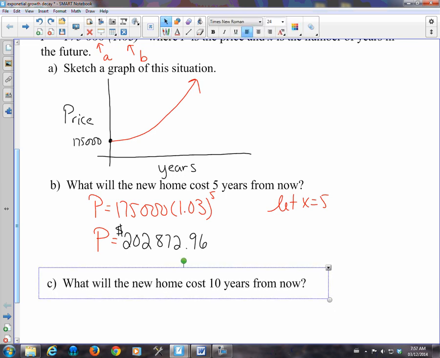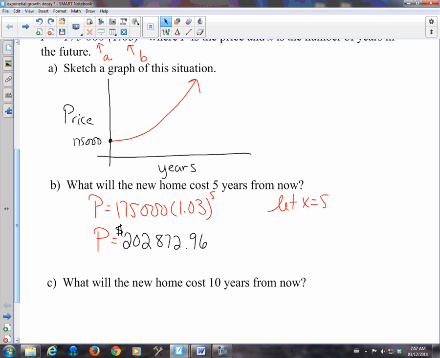And we knew it was increasing, so it should be going up. It should be bigger than 175,000. And because it's increasing, it's bigger than 1. So it's increasing by 3%. So we have 1 plus 3%. That gives us 1.03, because when you change your percent to a decimal, it's 0.03. So it's increasing by 3%.